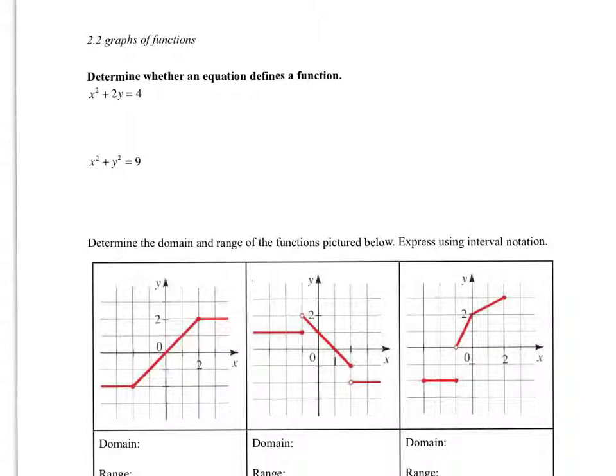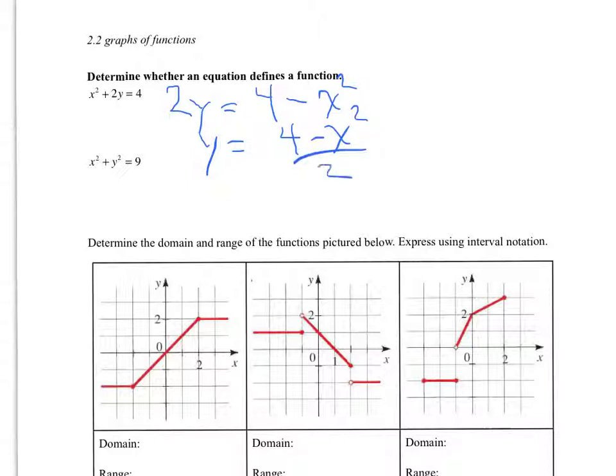So solving this for y means that we have 2y equals 4 minus x squared, and so therefore y equals (4 minus x squared) over 2, which you can rewrite as 2 minus 1/2 x squared to get it in standard form. And so you can see that you solved for y, therefore that's a function.